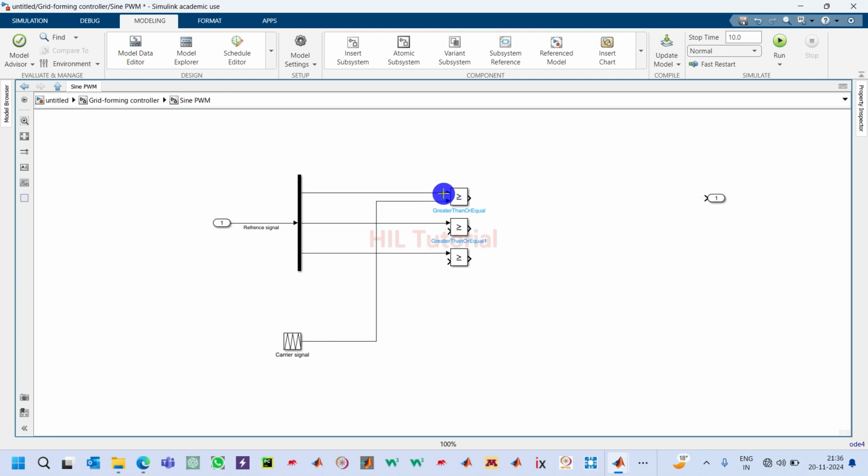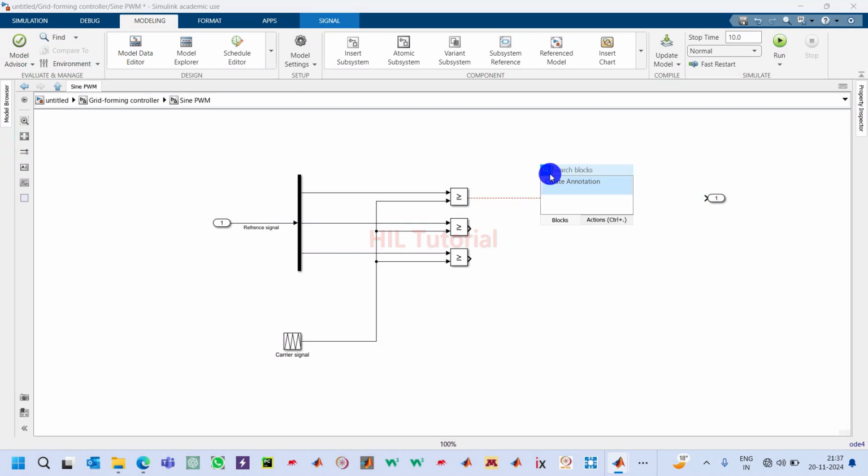Okay, now all this will be compared like this. And now this is creating pulses, right? So you know very well that an inverter has 3 legs: leg 1, leg 2, leg 3. So this one will give the pulse for leg 1, this one for leg 2, and this one for leg 3. One leg has 2 switches, 2 IGBTs, so we have to produce 2 pulses.